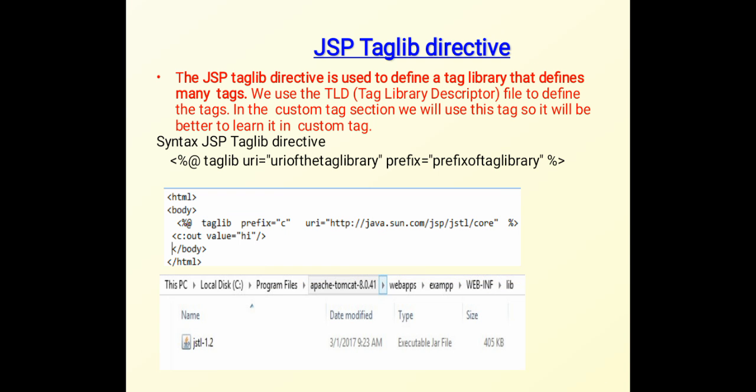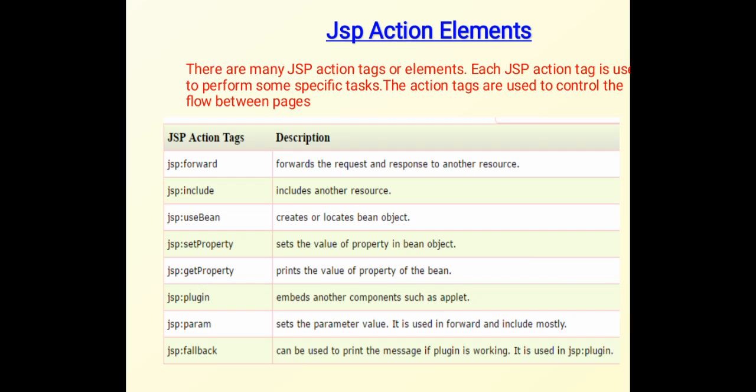Now the next is the taglib directive. Taglib directive is used to define a tag library that defines many tags. It can be defined further by using some custom tag. We will discuss it in another lecture. Now the next one is the action elements. These are some of the action elements.